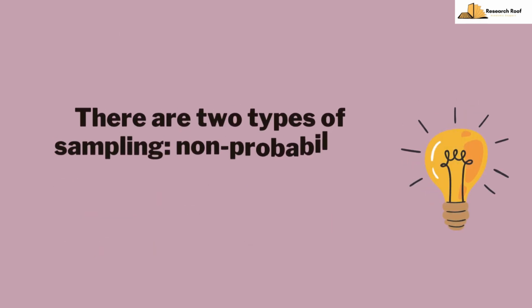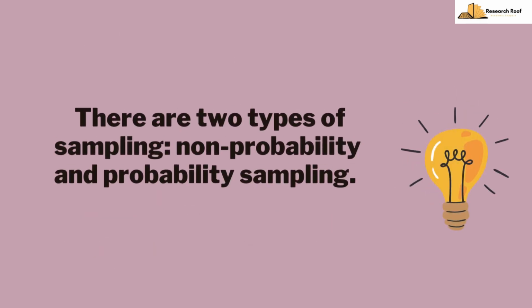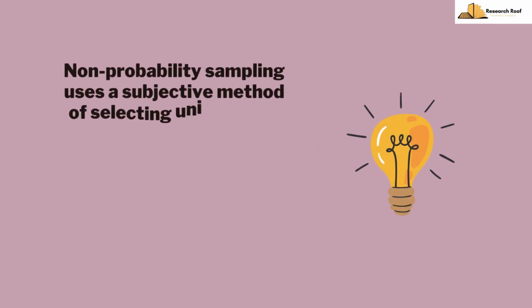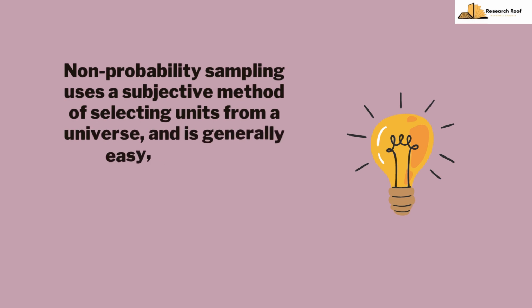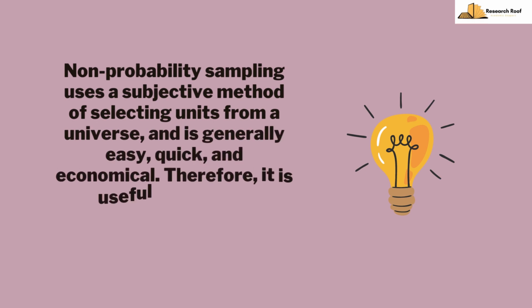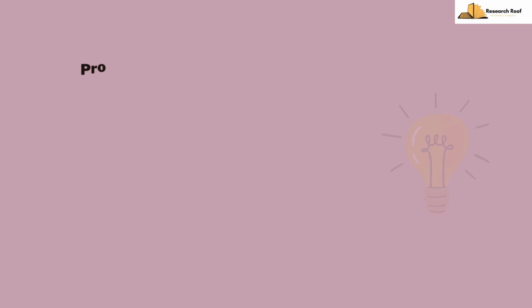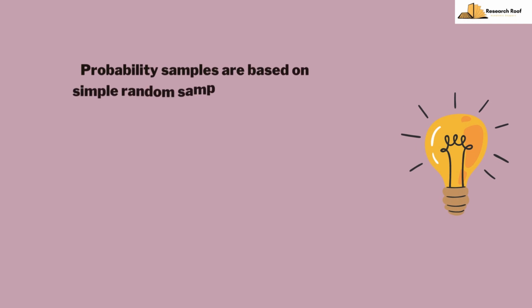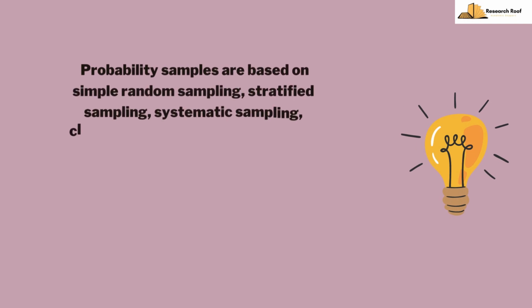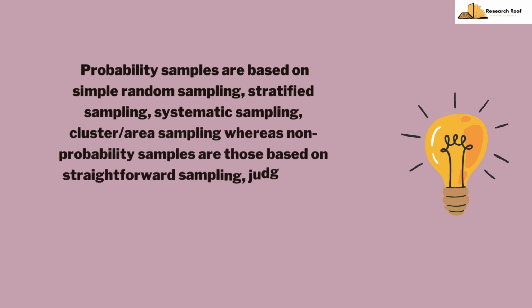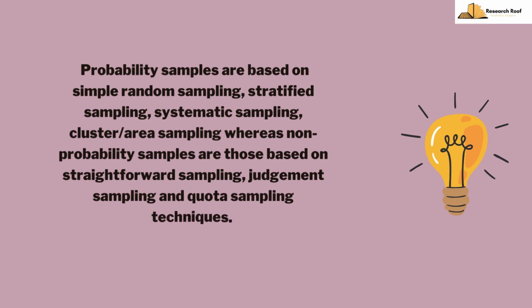There are two types of sampling, non-probability and probability sampling. Non-probability sampling uses a subjective method of selecting units from a universe, and is generally easy, quick, and economical. Therefore, it is useful for performing preliminary studies, focus groups or follow-up studies. Probability samples are based on simple random sampling, stratified sampling, systematic sampling, and cluster area sampling, whereas non-probability samples are those based on straightforward sampling, judgment sampling and quota sampling techniques.